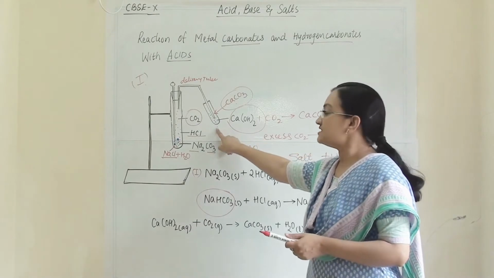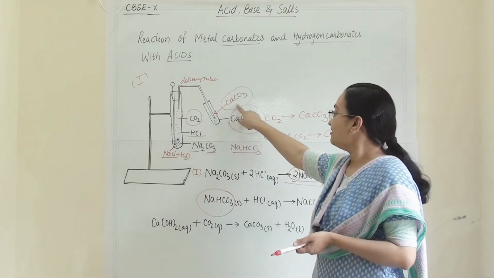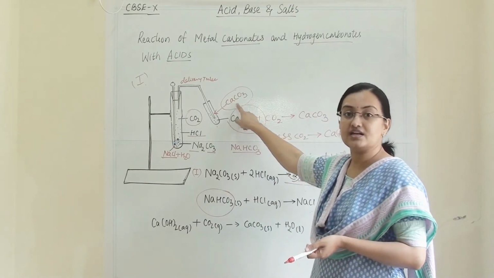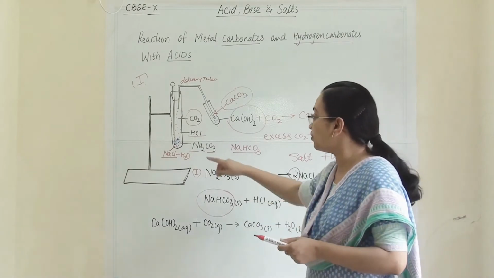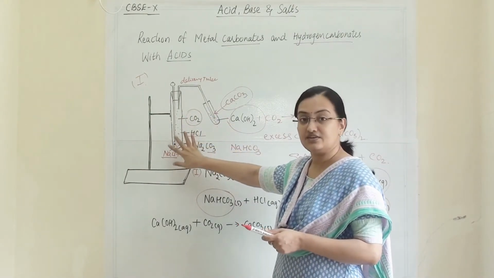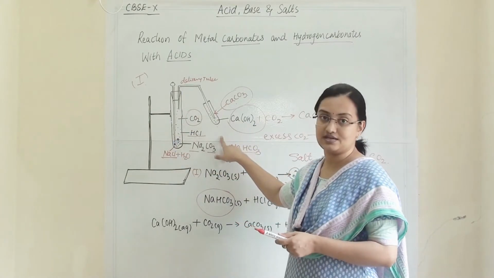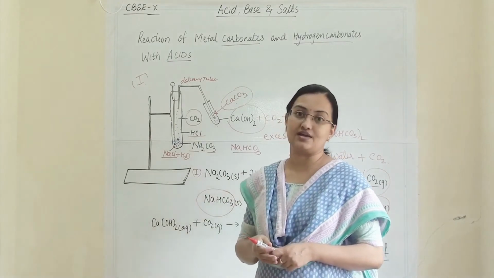And this is the identification test of carbon dioxide, in which we are getting calcium carbonate as a solid product, as a white precipitate. So we can say that whatever gaseous product is formed from this reaction is carbon dioxide. So that we can term as the identification test of carbon dioxide.